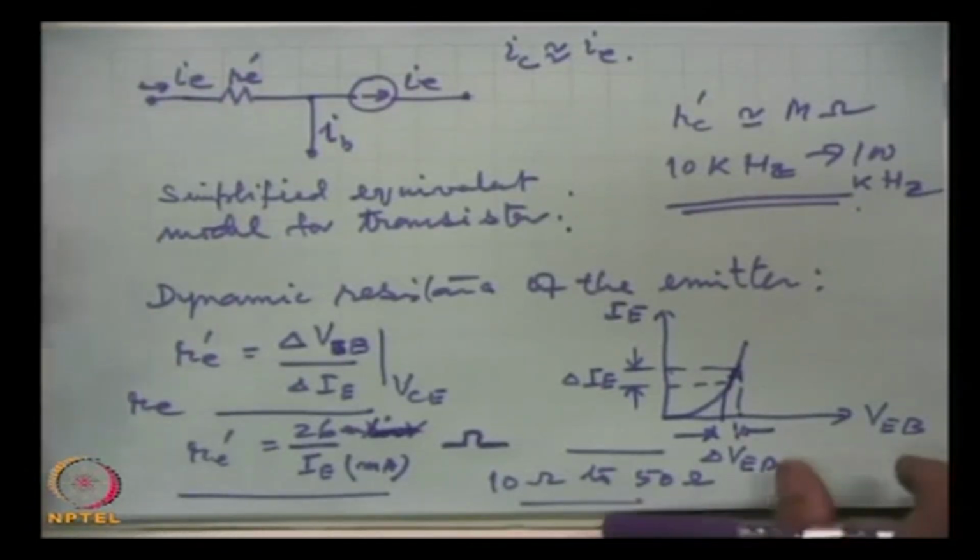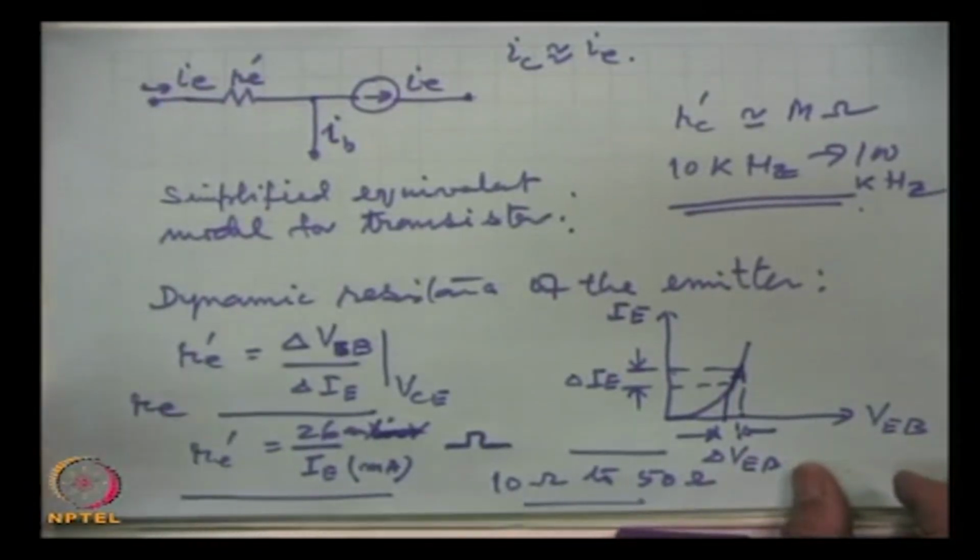So, this is about the model, and we will use this model. Let us take an example of how we can find the three currents in a circuit. The three currents are the collector current, the emitter current, and the base current. Let us consider this simple circuit.